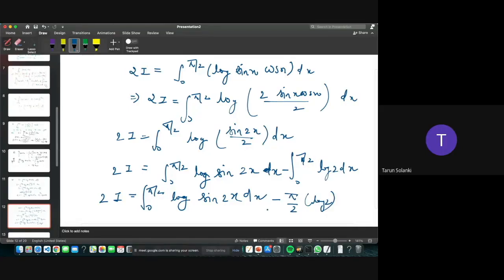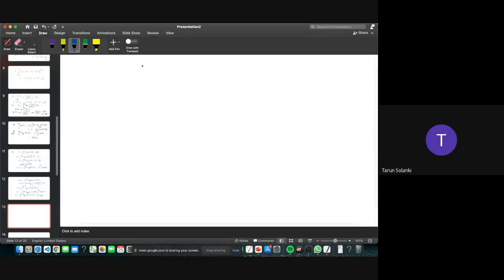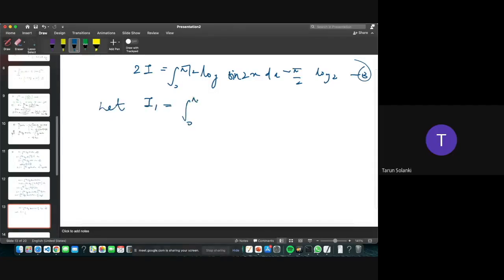So the next step will be 2I is equal to the integral from 0 to pi by 2 of log sine 2x dx minus pi by 2 log 2. So this is equation 3, right? So let us assume I1 is equal to the integral from 0 to pi by 2 of log of sine 2x dx.